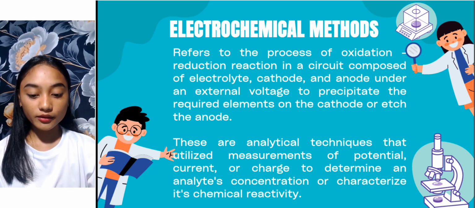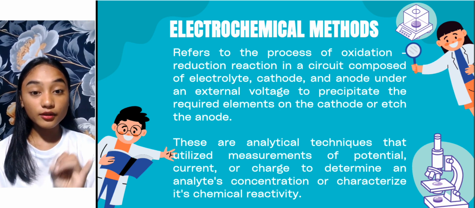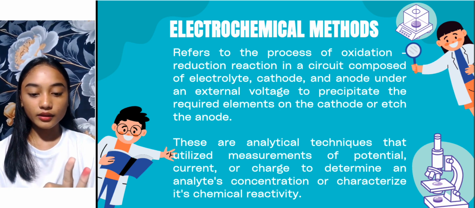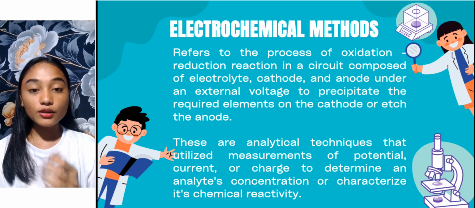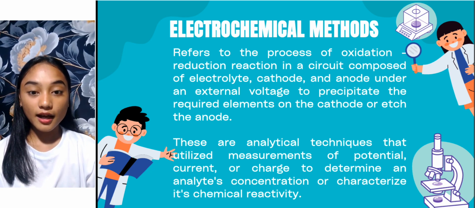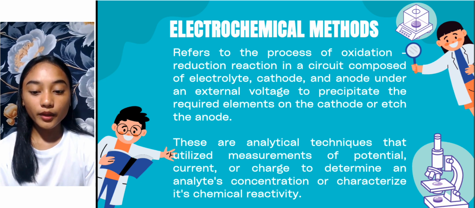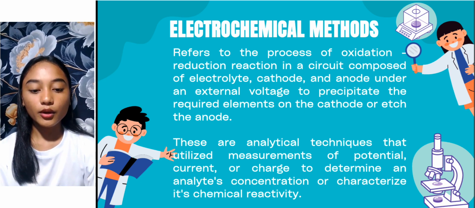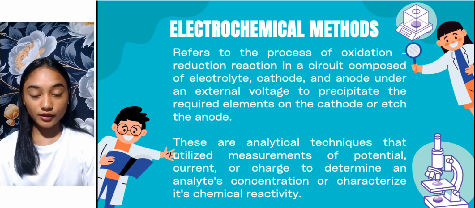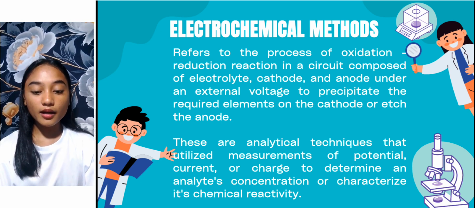Moving forward, we have here the electrochemical methods. It refers to the process of oxidation-reduction reaction in a circuit composed of electrolyte, cathode, and anode under an external voltage to precipitate the required elements on the cathode or etch the anode. Kapag sinabi po nating cathode, it is the electrode where reduction occurs or when the electrode gains electrons. Kapag sinabi naman pong anode, it is the electrode where oxidation occurs or when the electrode loses electrons.